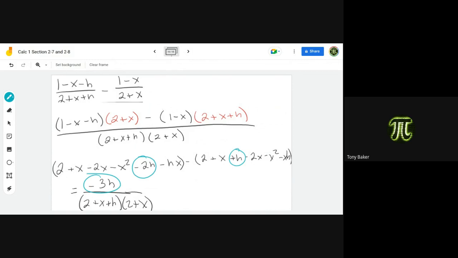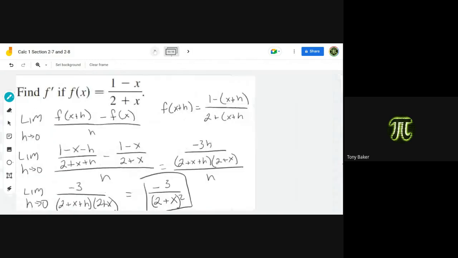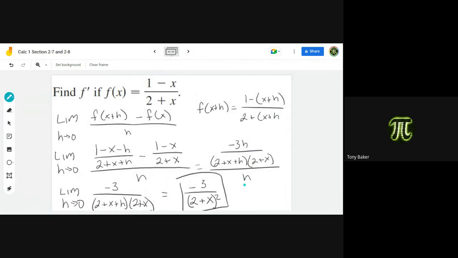That's just the top. We then have to put that whole thing over h, which means now the h is on the top, cancels out. So that h will cancel with that h. And now I can plug in the 0. So I end up getting negative 3 over 2 plus x squared. Because this will become just 2 plus x, because the h goes to 0, and that's 2 plus x.